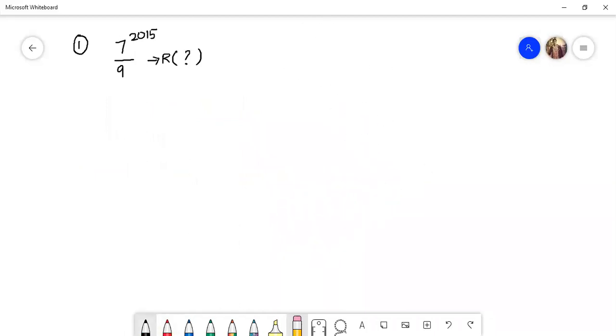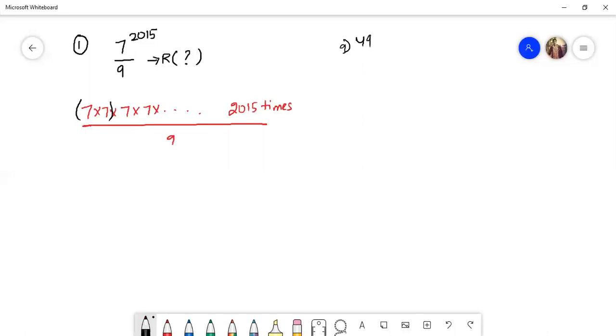For those who are not okay with directly starting with a negative remainder, how can you solve the question? I'll take 7 into 7 into 7 into 7 and so on, 2015 times, and I'm dividing this entire value by 9. I'll start grouping them now. I'll take 2 values. So 7 square is 49. You divide 49 by 9. 9 5s are 45. My remainder is 4. So for every pair, my remainder is a 4.